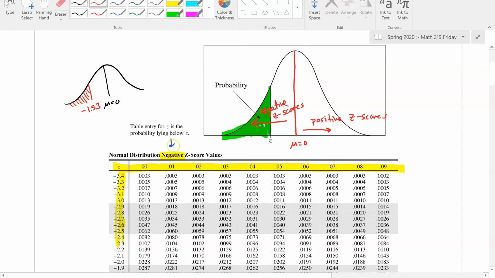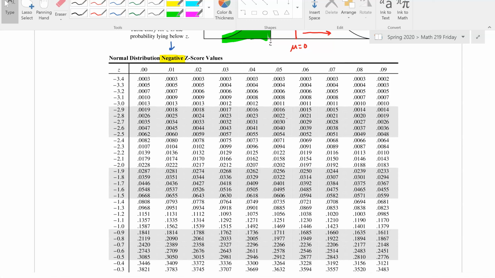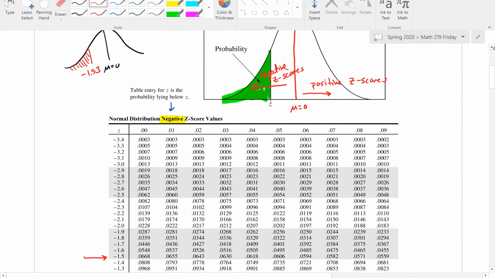All right, so find that z-score. Let's go down till we see -1.5. Okay, there's -1.5. I want -1.53. Scroll up just a little. Yeah, I want -1.53. So I'm going to go over to the 0.03. And where they meet, this is -1.50, -1.51, -1.52, and -1.53. Again, I'm reading those values. That number right there is the area to the left of that z-score.